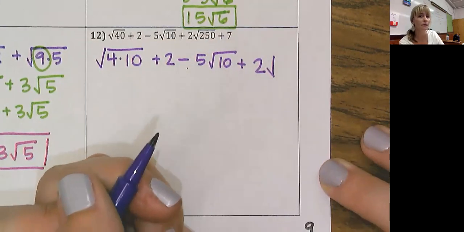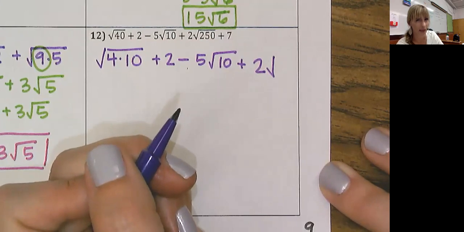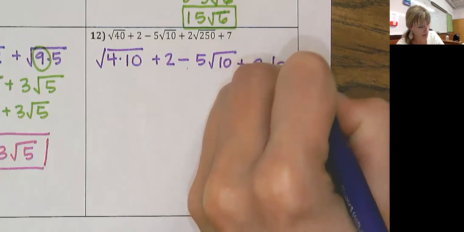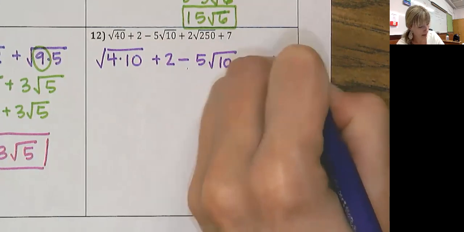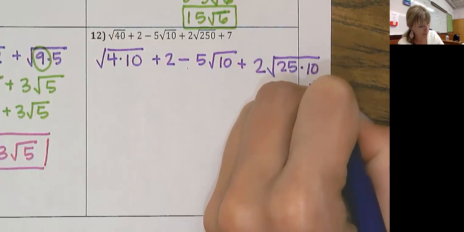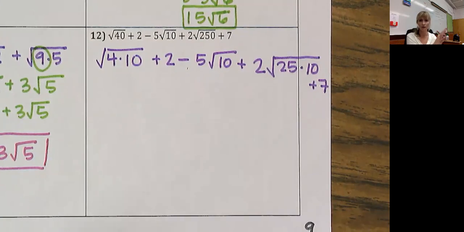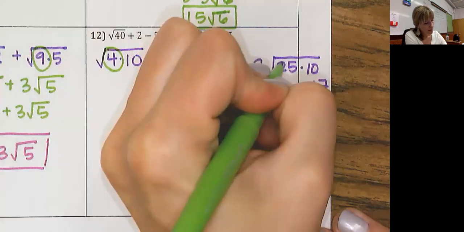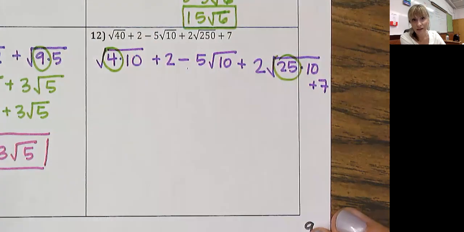$250. I immediately think 25 times 10. Is 10 allowed to stay in the radical? Yes, it is. No, I'm out of room. Hate when that happens. There's a +7 right there. I should have squished it more. Okay. Here I go. Those are the only things I can square root.